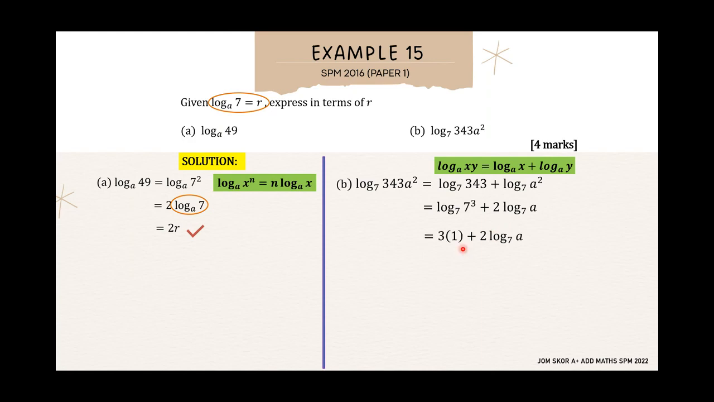Okay, now kita simplify, kita akan bawa 3 pergi depan, log 7 base 7 bernilai 1. So akan dapat 3 tambah dengan 2 log A base 7. Masalah kita sekarang, information yang dibagi dalam base A, kita ada base 7. Jadi kita kena buat change of base. Daripada change of base yang ni, kita akan gunakan ini: log B base A. Daripada log A base 7, kita nak tukar kepada log base A. So, saya akan dapat 1 over log 7.